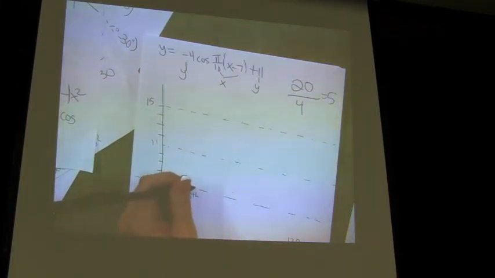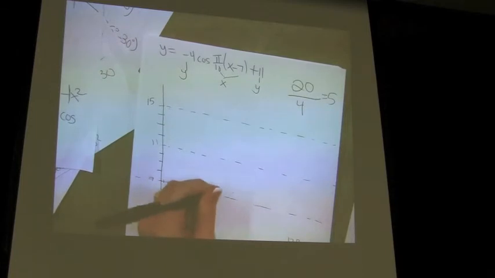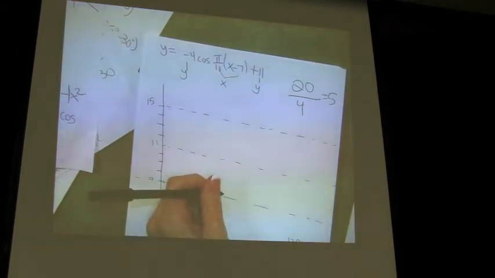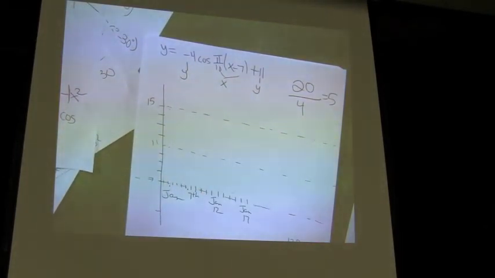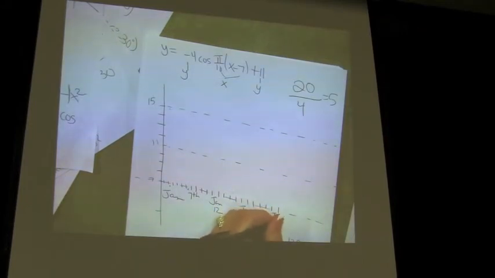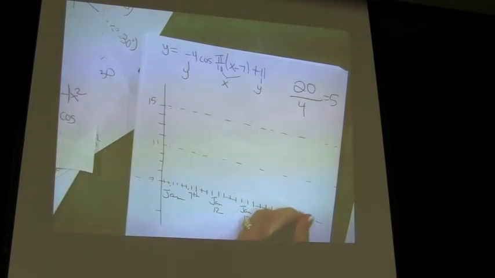In 5 days, 8, 9, 10, 11, 12. Something's going to happen on January 12th. 13, 14, 15, 16, 17. Something's going to happen on January 17th. 18, 19, 20, 21, 22. Something's going to happen on January 22nd. 23, 24, 25, 26, 27. Something's going to happen then. And so on. Okay? What did they tell us happened on January 7th?